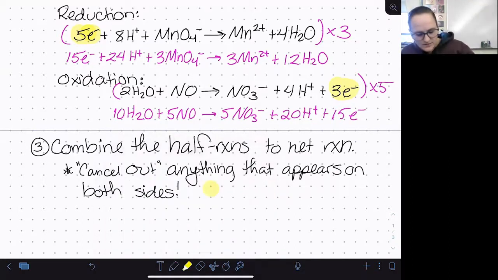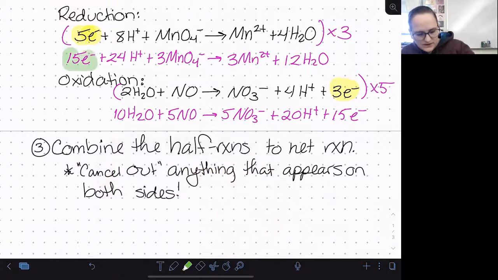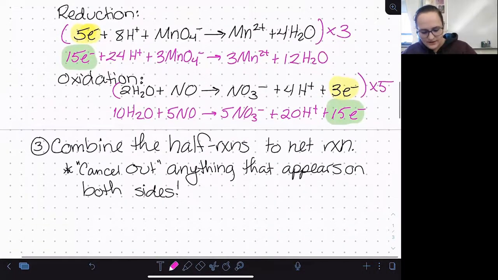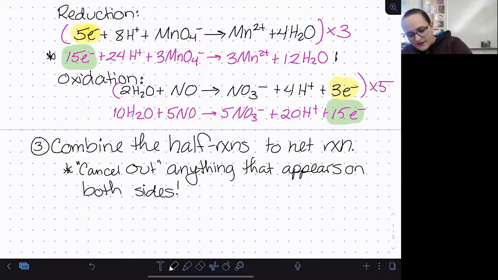So the only thing that matters to us here really is that these two numbers do in fact match, which they do. So at this point, we can combine our half reactions and cancel out anything that appears on both sides. When your reactions are this complex, my recommendation is just combine everything first and cancel afterwards. So remember that we're combining these revised versions. So we will have everything on the left side of this and everything on the left side of this on the left in our net reaction.